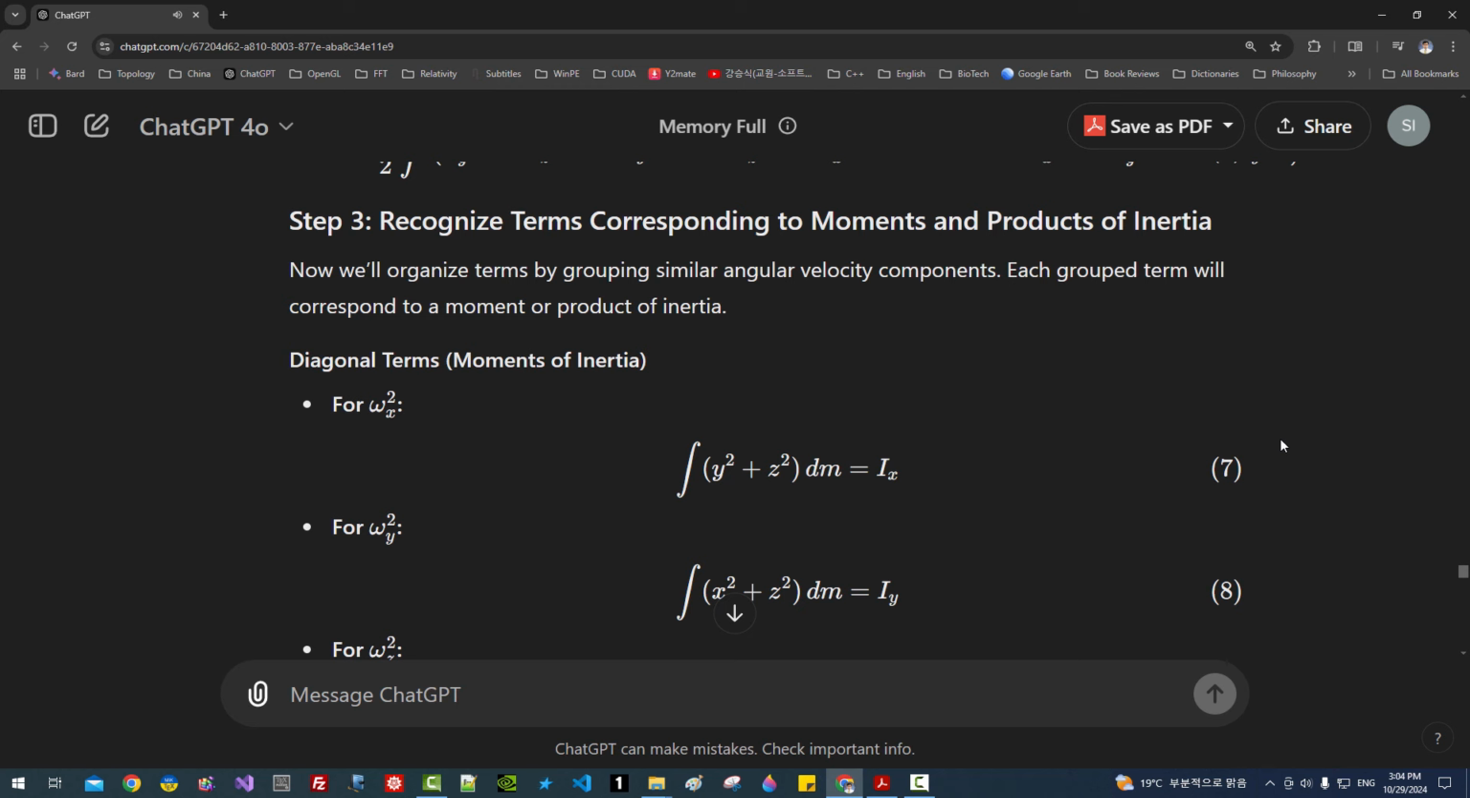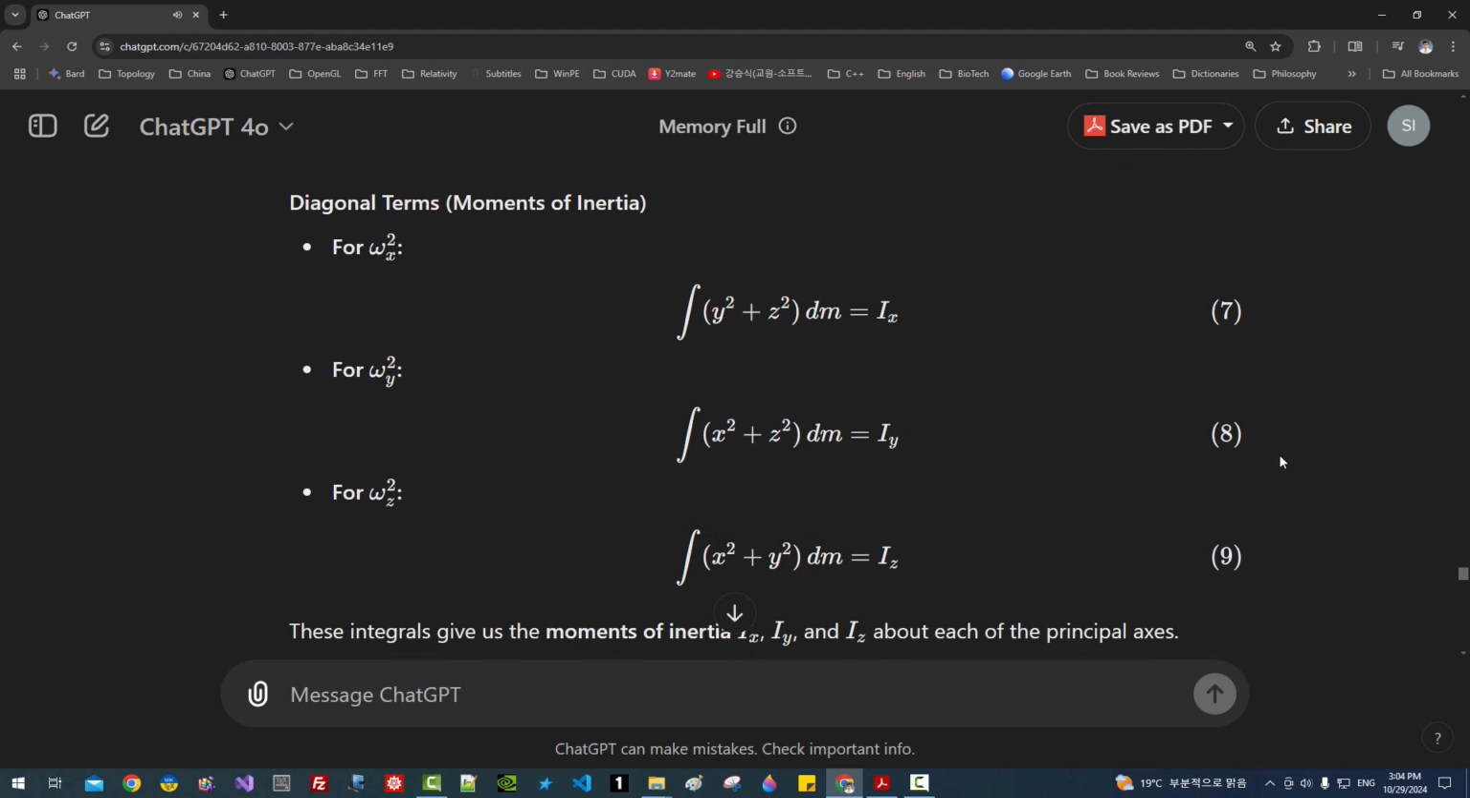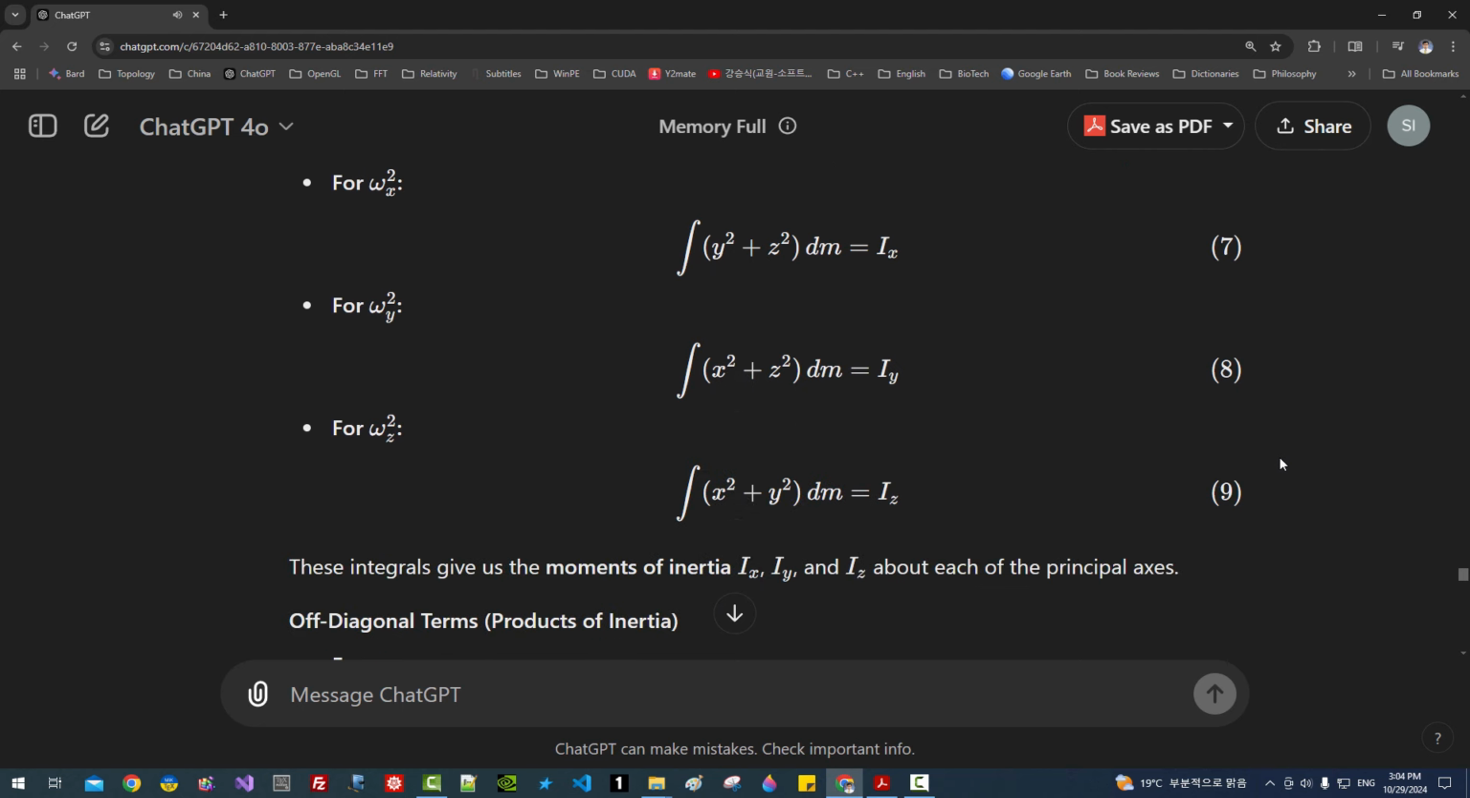Diagonal terms, moments of inertia: for omega x squared, the integral of y squared plus z squared dm equals Ix; for omega y squared, the integral of x squared plus z squared dm equals Iy; for omega z squared, the integral of x squared plus y squared dm equals Iz. These integrals give us the moments of inertia Ix, Iy, and Iz about each of the principal axes.